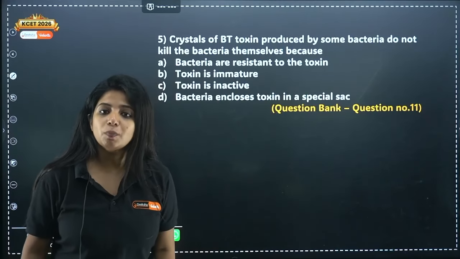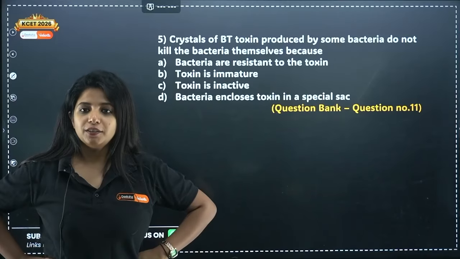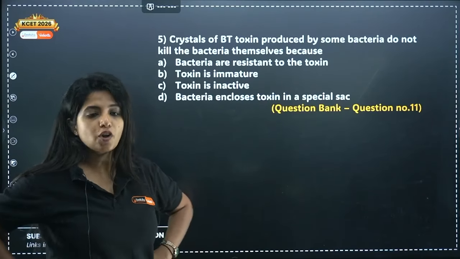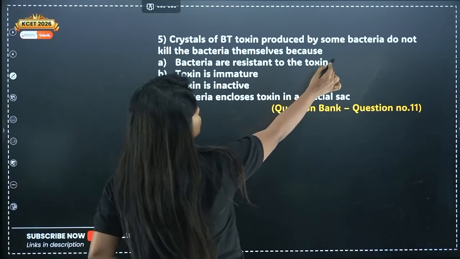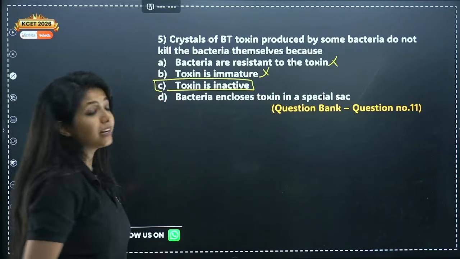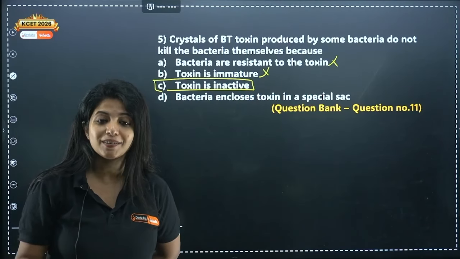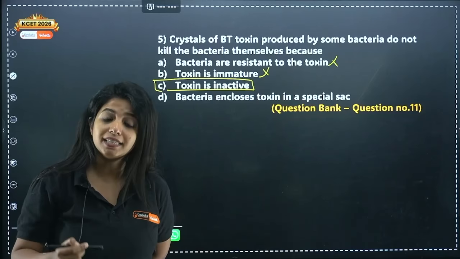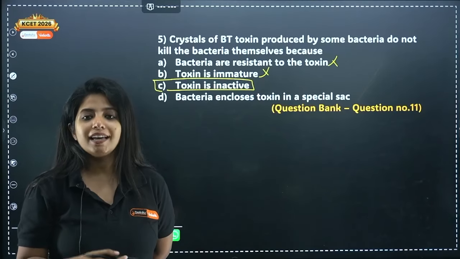Why? Because, my dear children, it is inactive. The toxin is inactive. Bacteria resistant to toxin? No. Toxin is immature? No. Toxin is inactive. It does not have the proper environment to become active. It needs an alkaline pH, and it gets it inside the midgut of the insects.